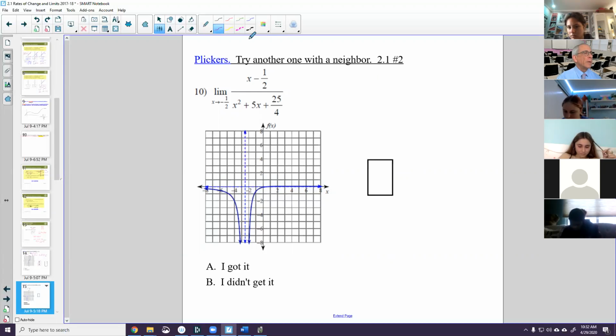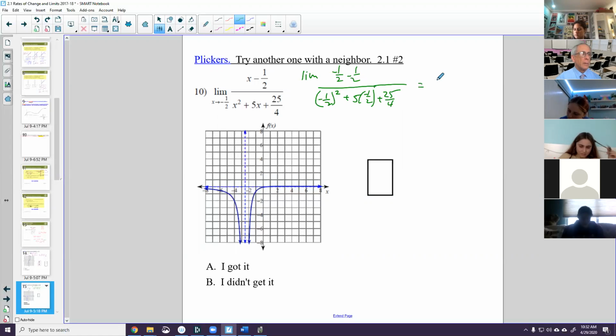So Nicole, can you tell me how you set this up? Yes. So I set it up as the limit of -1/2 minus 1/2 over -1/2 squared plus 5 times -1/2 plus 25 over 4. And what did you get as your answer? I got -1/4. -1/4. Let's take a look.